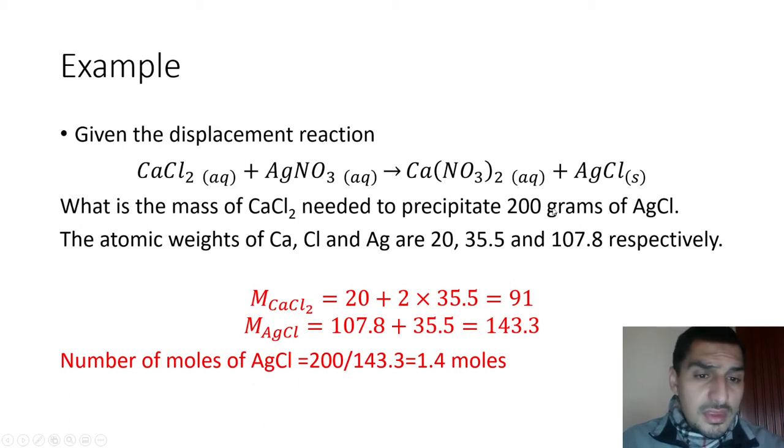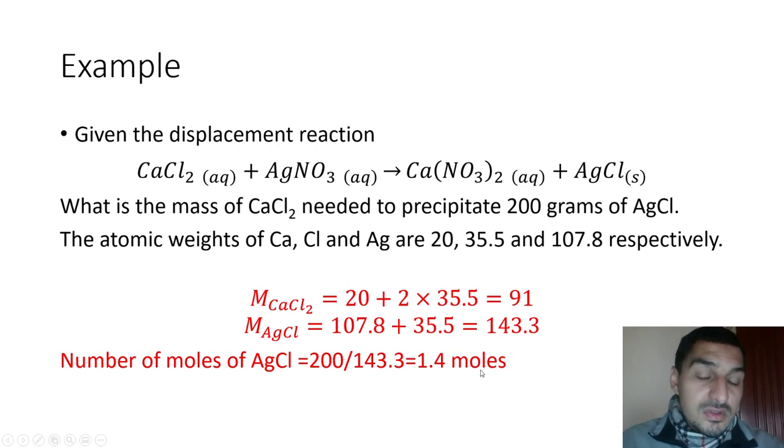and the mass that I know is 200 grams of silver chloride, so I can calculate the number of moles of silver chloride that will be produced from this reaction, which is mass divided by the molecular weight, 200 divided by 143.4, to give me the number of moles.